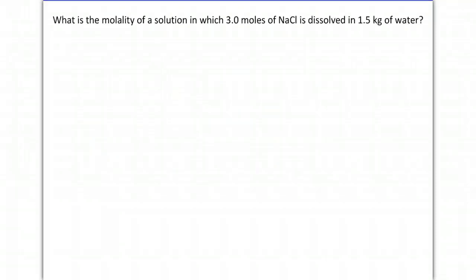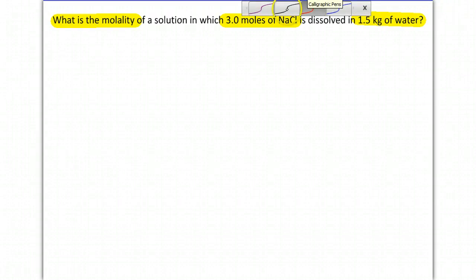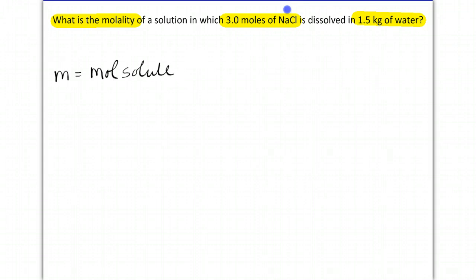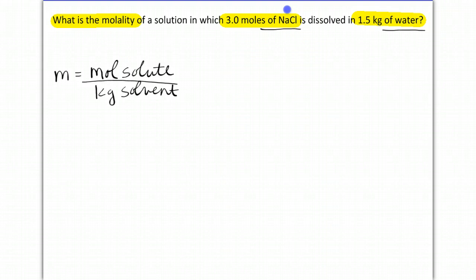Alright, so here's our first problem. What is the molality? And we have 3.0 moles of sodium chloride and 1.5 kilograms of water. So we're going to place our molality equals moles of solute divided by kilograms of solvent. And what we need to determine is what is sodium chloride and what is water.